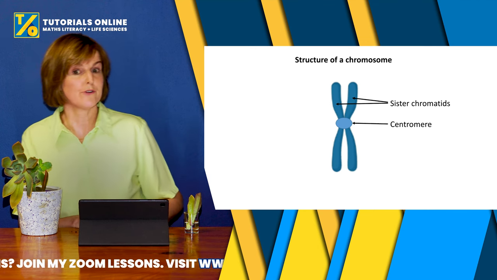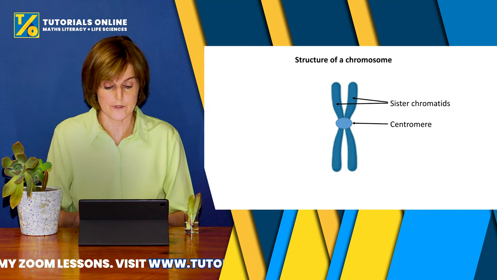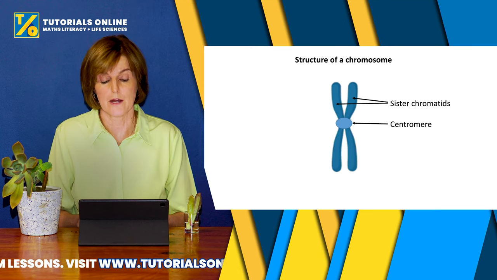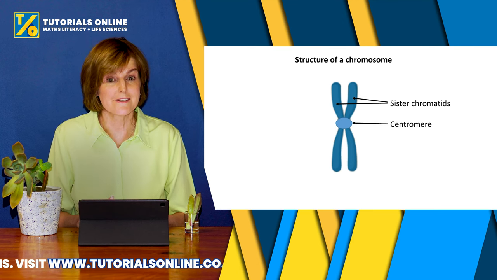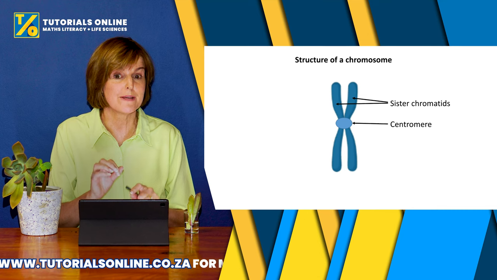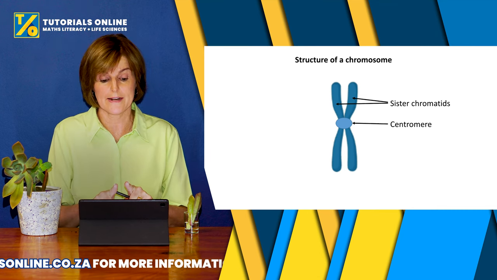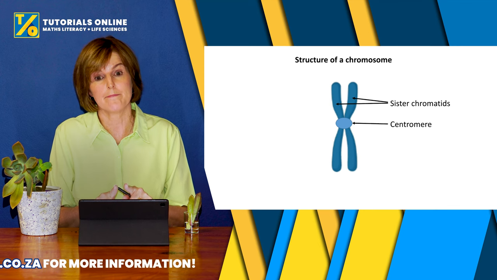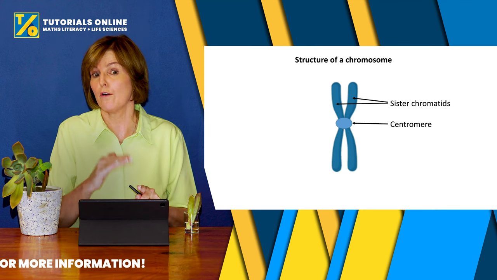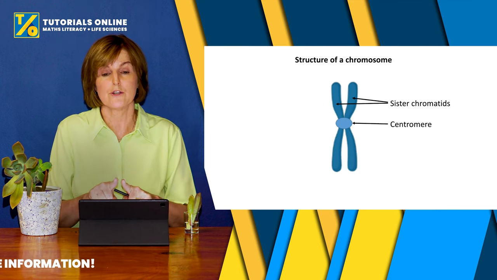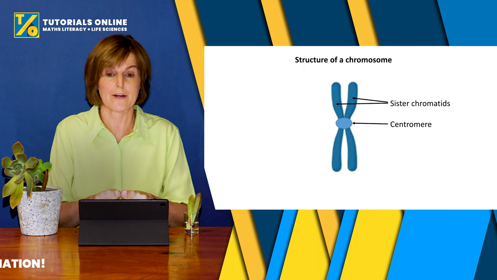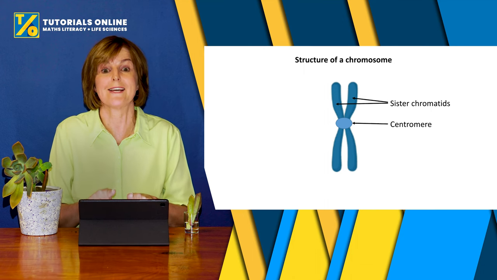I just want to remind you as well about the structure of a chromosome. A chromosome consists of chromatids and a centromere that holds them together. And we call them sister chromatids because that is just before mitosis starts, but after DNA replication, where the chromosome made a copy of itself, and so we call it sister chromatids. They've got exactly the same information.